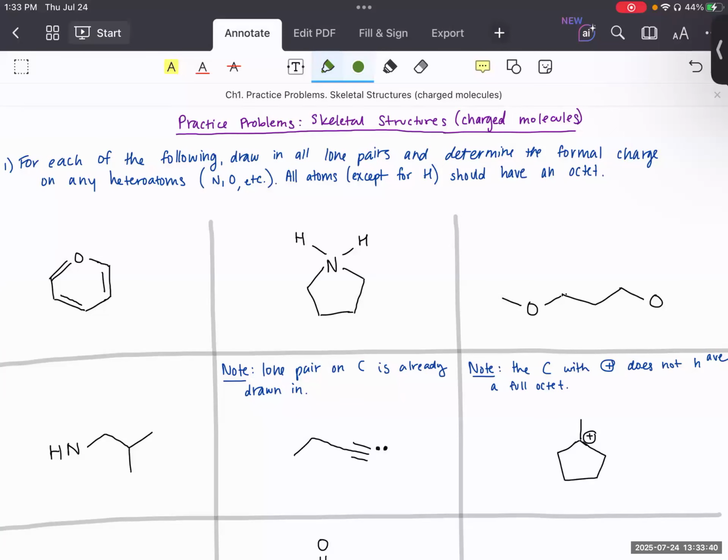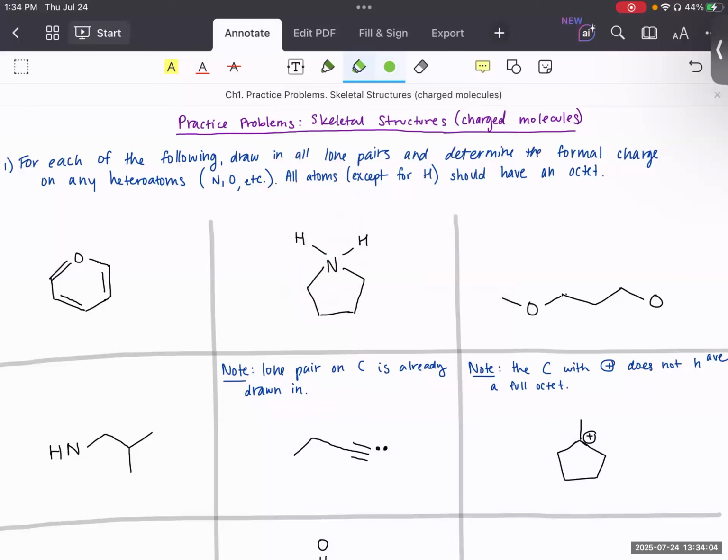So this video is going to focus on the answer key to the practice problem worksheet for skeletal structures. And for this one, we're focusing on the charged molecules. One of the previous videos looked at the worksheet for neutral molecules. But this one's going to be looking at how do we determine when an atom has a positive or a negative charge, and how to make sure that we have the right number of electrons for each structure.